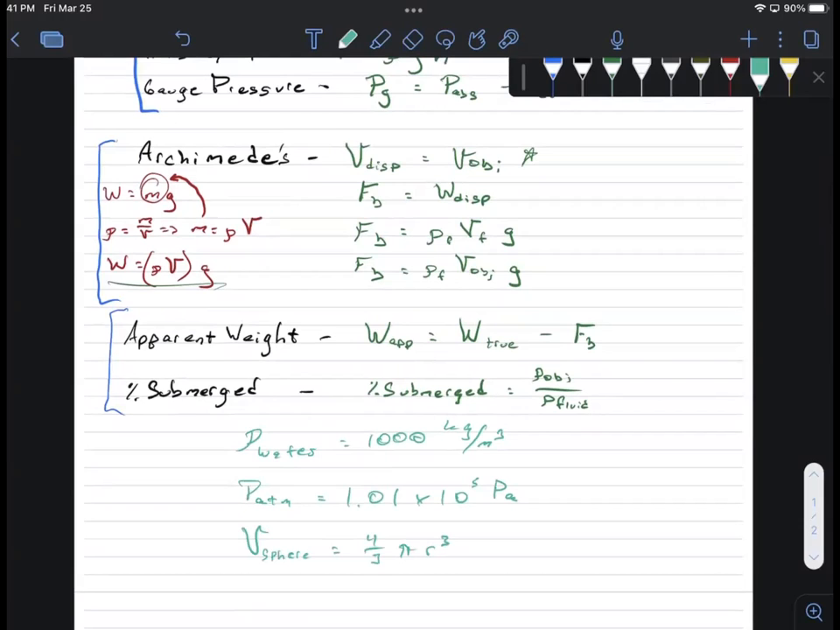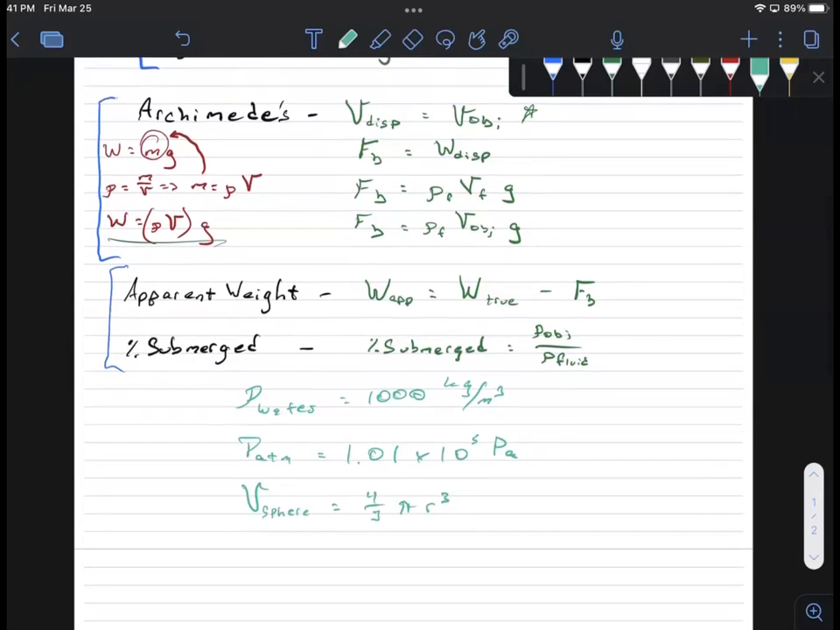Question, yes. So you said that an example of a Bernoulli problem would be water going through a pipe. You said the pressure and depth would be a diver. And what did you say the examples for Archimedes and apparent weight were?